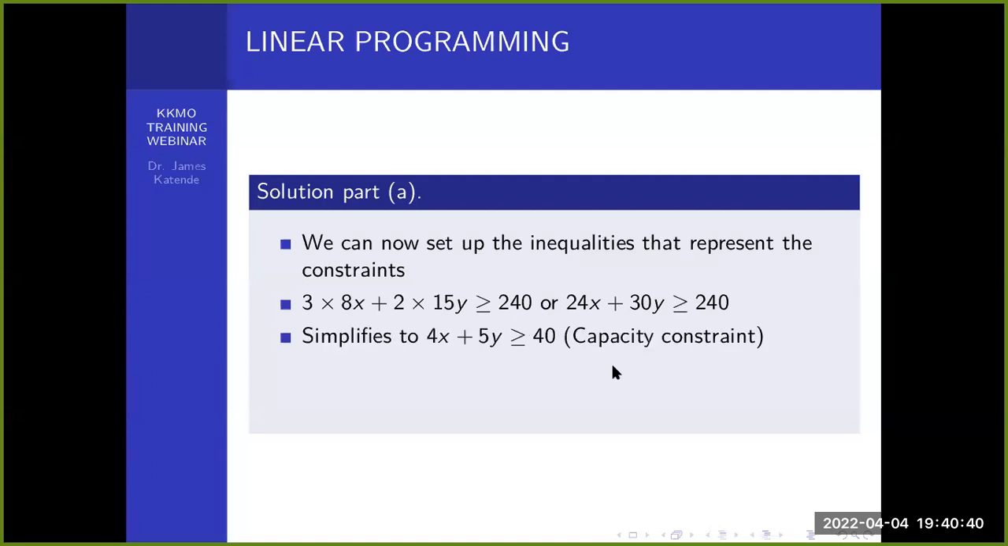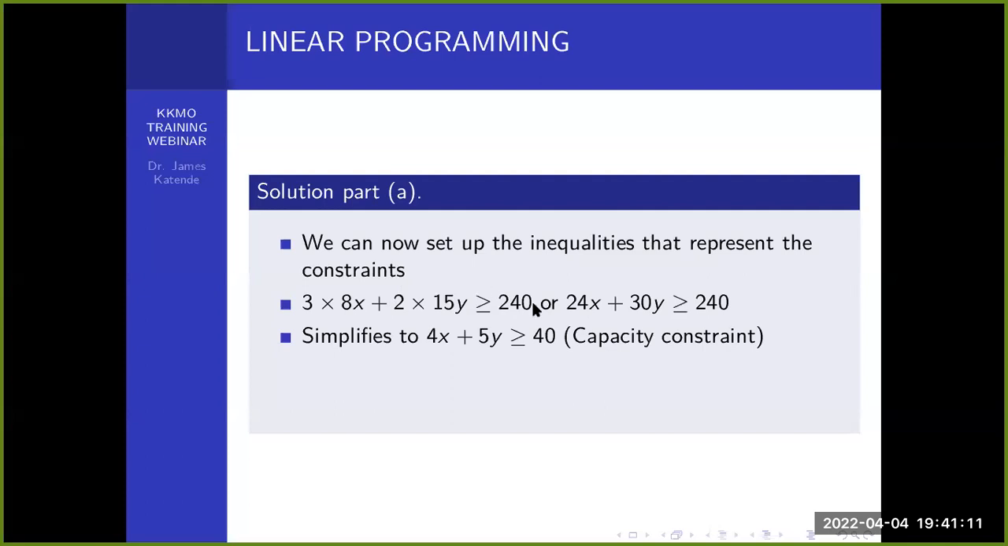So for the capacity of the lorries, we said each type A lorry carries 8 tons. And if they make X trips and there are 3 of them, this is the total amount in tons that the lorries will carry. And the same for type B. The type B carries 15 tons. There are 2 of them. And if they make Y trips, this is the total in tons that they will carry.